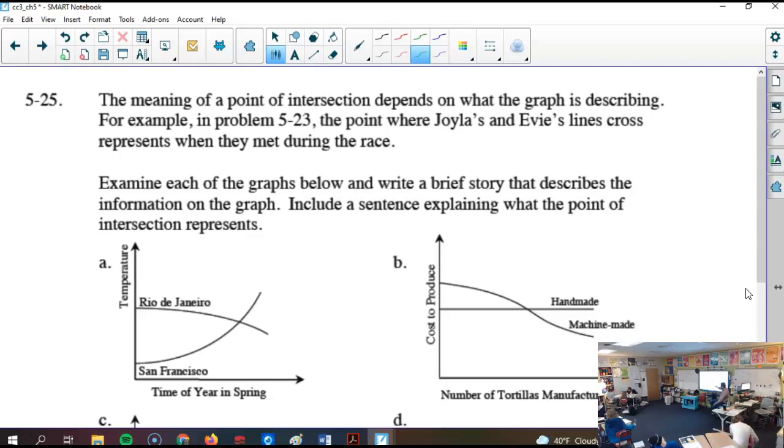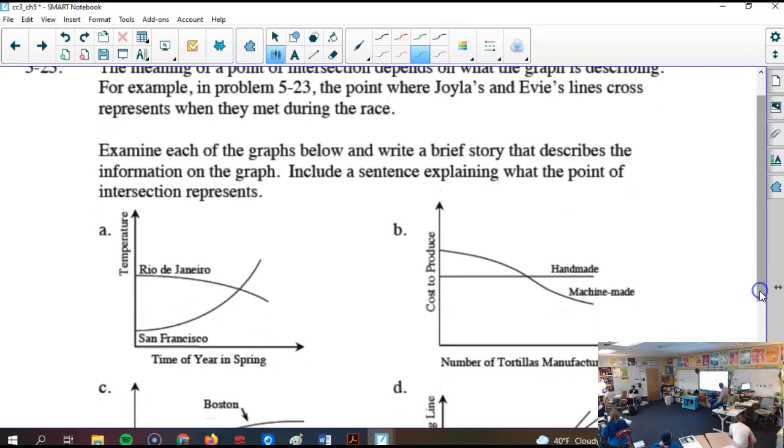Other things like this, time of the year when places switch. Sometimes grandmas and grandpas will be like, well, it's getting cold here, so I'm going to go there because the temperature there is coming up and the temperature here is going down. Sometimes if you're deciding how to make something, like we've got some Phoenix people with small businesses already, and they're debating between a handmade object staying the same price no matter the number of tortillas manufactured, or if we get a machine to do it, at a certain point I save a bunch of money.